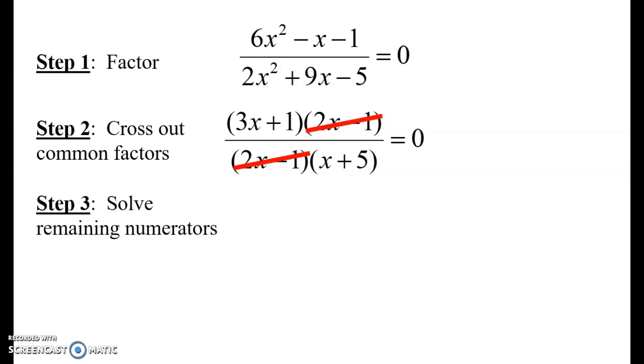And then we solve the remaining numerators. The only remaining numerator is the 3x plus 1. So we set that equal to 0, and we solve for x. So you get negative 1/3.